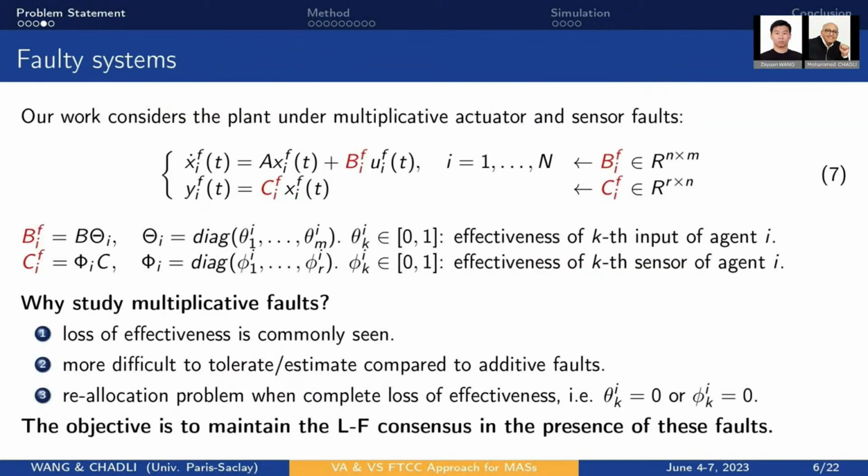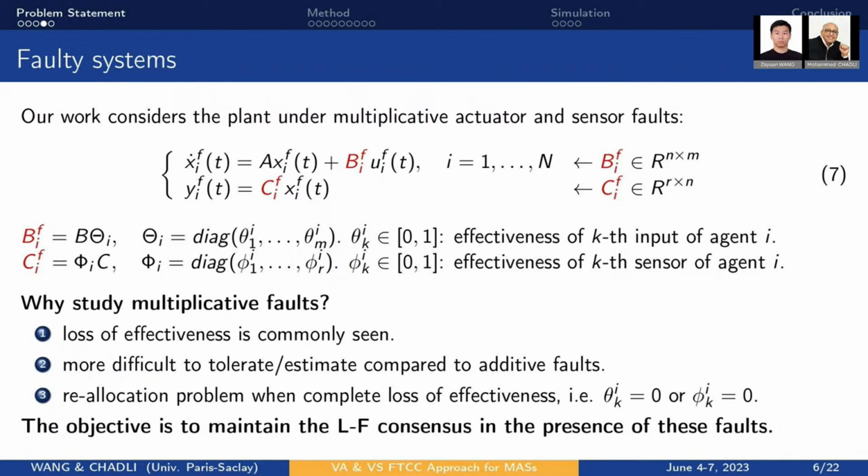Now let's look at the system under faulty condition. Here we use the superscript small f to present the state affected by the fault. Note that the difference between the fault system and the nominal system is that the input matrix B becomes B_i^f and the output matrix C becomes C_i^f. And this is because we consider the multiplicative actuator and sensor fault.